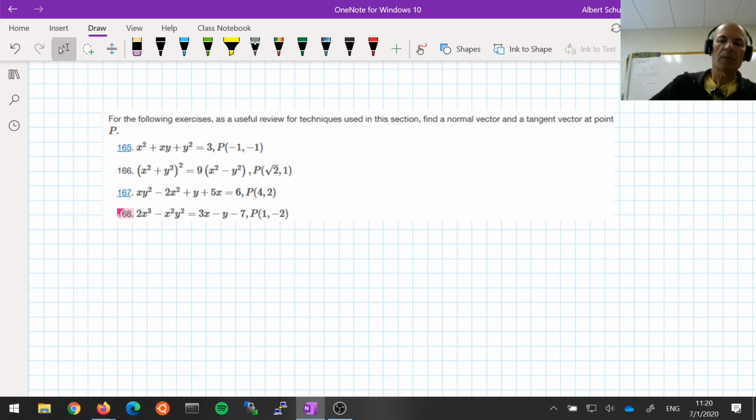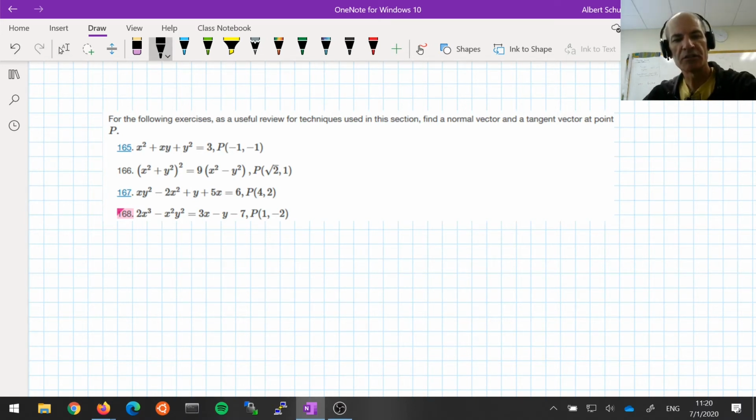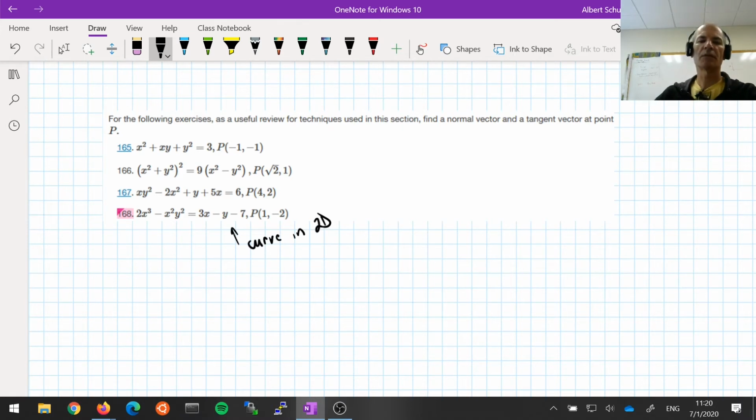Okay, also by way of review, we're asked to find a normal vector and a tangent vector at the point P. All right, let's look at 168. What are we looking at here? This is actually a curve in 2 dimensions. So we're still kind of reviewing things.